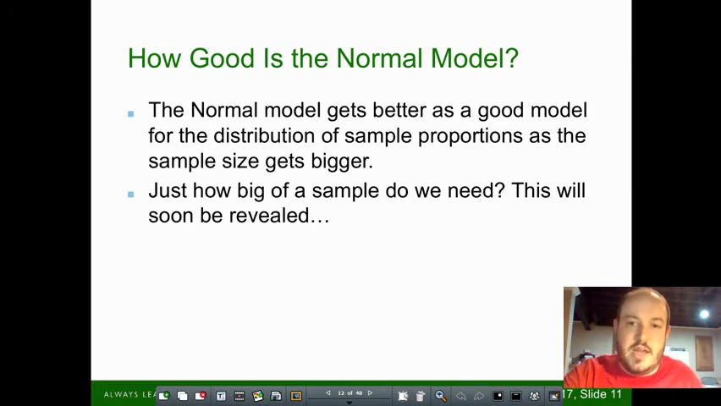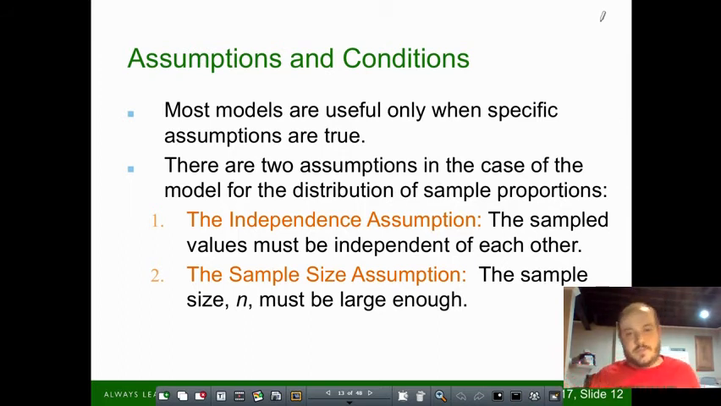All right. Now, when can we do this? In order to use a normal model, there have to be two things true. The independence assumption, which is that the sampled values must be independent of each other, and two, the sample size assumption, which states that the sample size n must be large enough. Now, here's the problem. A lot of times we have no way of knowing if values are independent of each other, and we have no way of knowing exactly how big n has to be to be large enough.